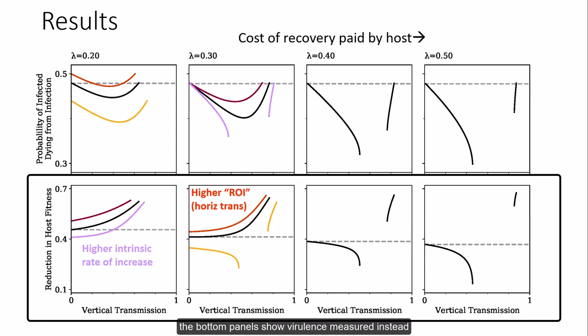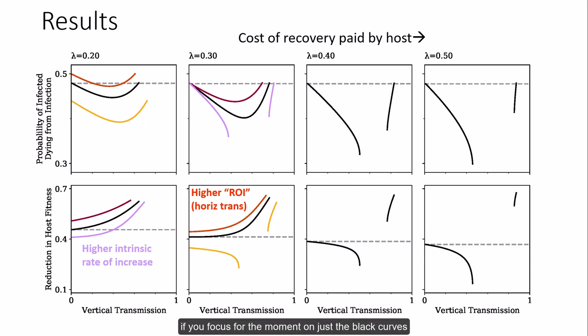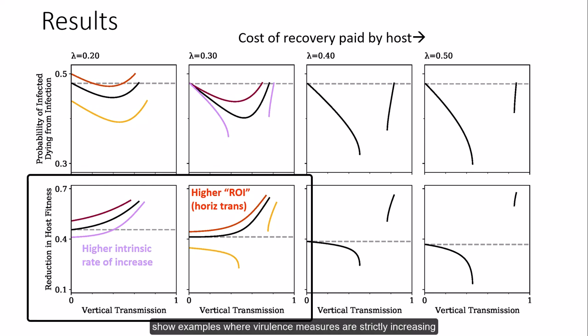The bottom panels show virulence measured instead as the actual reduction in fitness experienced by an infected host. If you focus for the moment on just the black curves, you'll notice that they don't always decrease as vertical transmission becomes more likely. In fact, the lower left panels show examples where virulence measures are strictly increasing with vertical transmission.